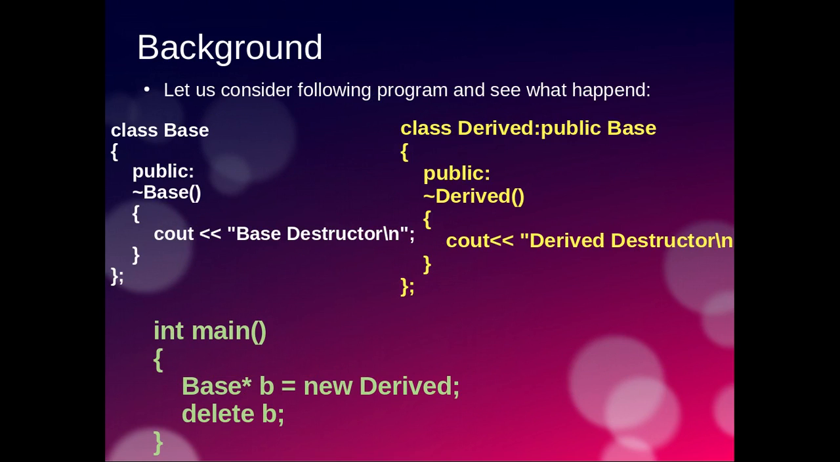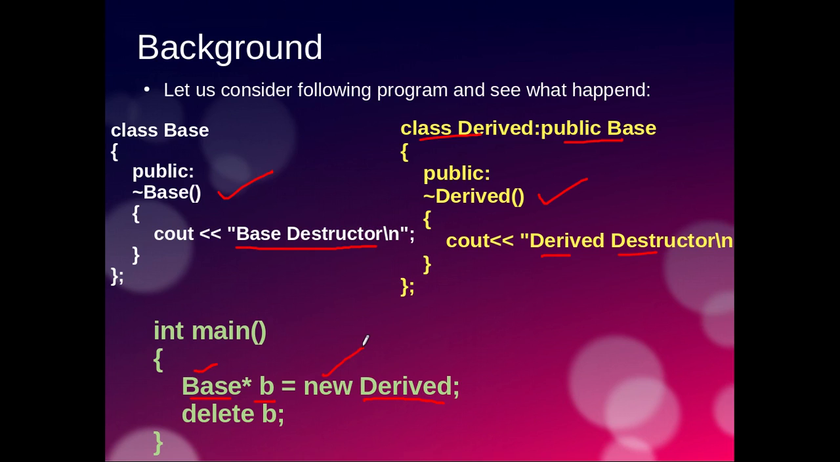Now let us consider a small program to see what happens in this case. We have a base class. In the base class I have a destructor that prints the message "base destructor". Then I created a derived class inherited from the base class. Again, in the derived class I have a destructor that prints only one message, "derived destructor". Then in the main function, now see very carefully, I am declaring a pointer variable of class base, but when I create the object, I am creating an object of the derived class.